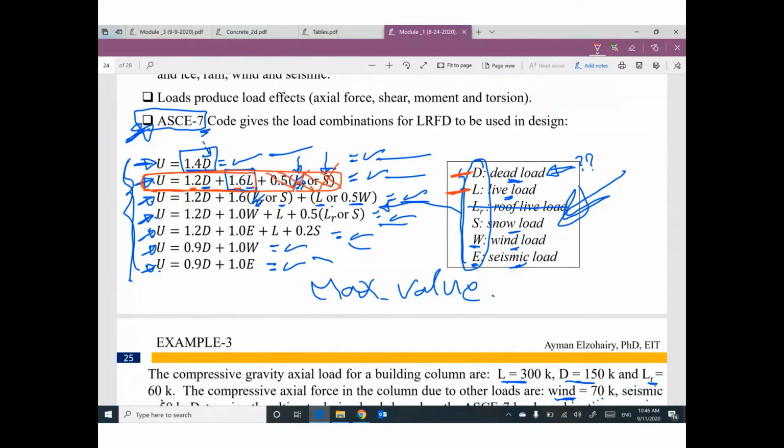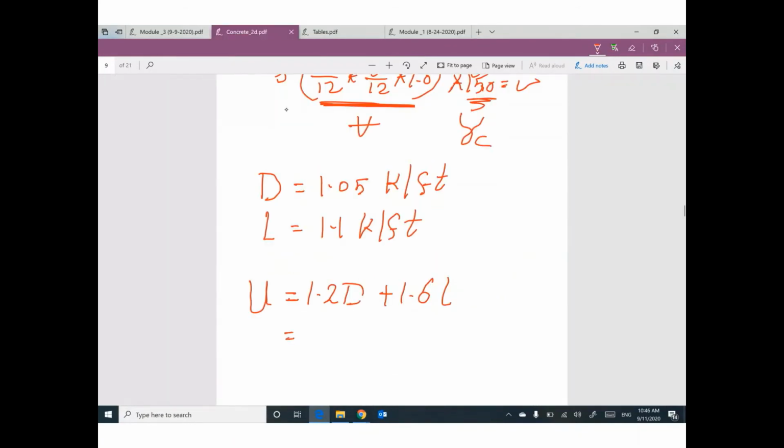This equation will give you the maximum value, believe me. So 1.2 times dead, 1.05, plus 1.6 times 1.1. Your final answer will be 3.02 kips per foot. Here, I can call it W ultimate.